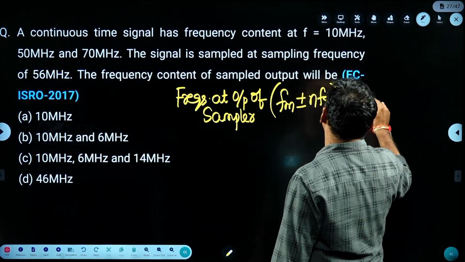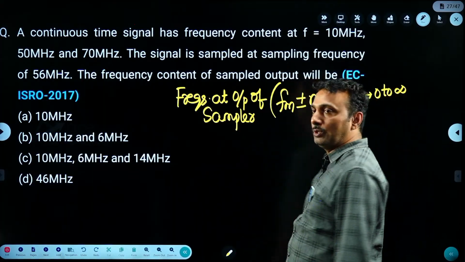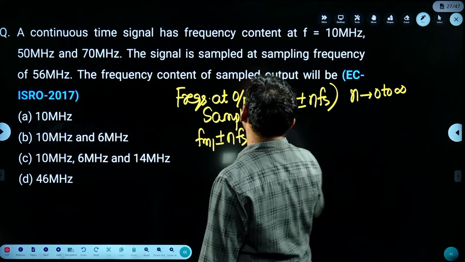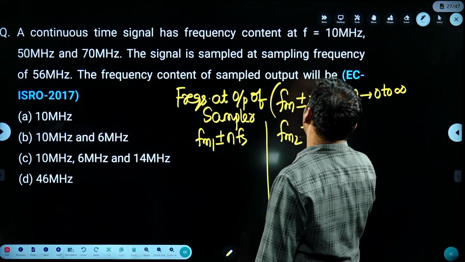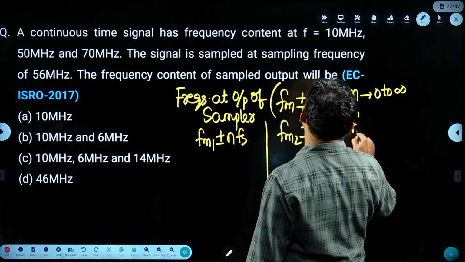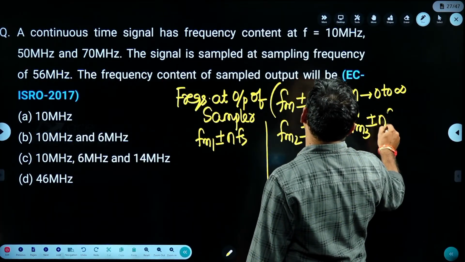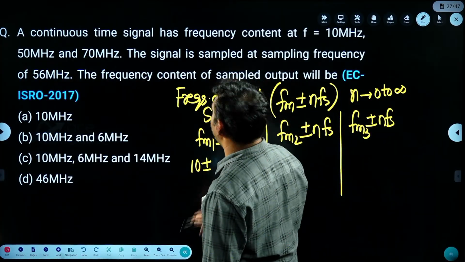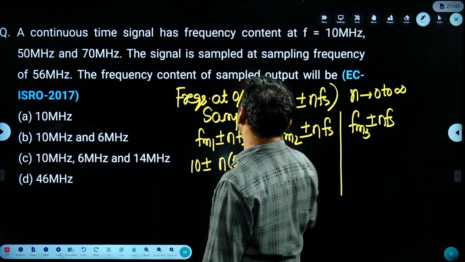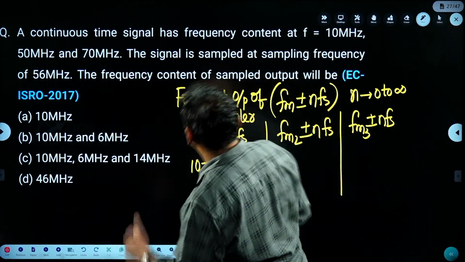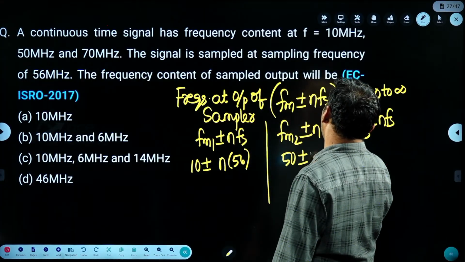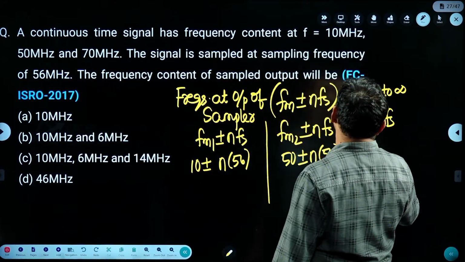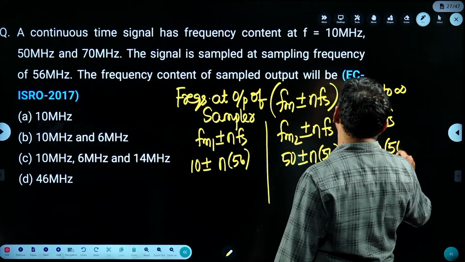According to our sampling theorem derivation, n can be varied from 0 onwards, but here we have three frequencies, so three combinations are given. That is 10 plus or minus n into 56, that is one combination. Another frequency 50 plus or minus n into 56. Last one 70 plus or minus n into 56.